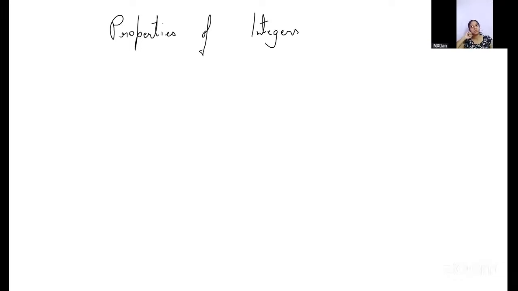Now, last time in the previous lesson, we saw the properties of natural numbers and whole numbers. Today, in this chapter, we have the properties of integers that we'll take a look at. The first one is the properties of addition.